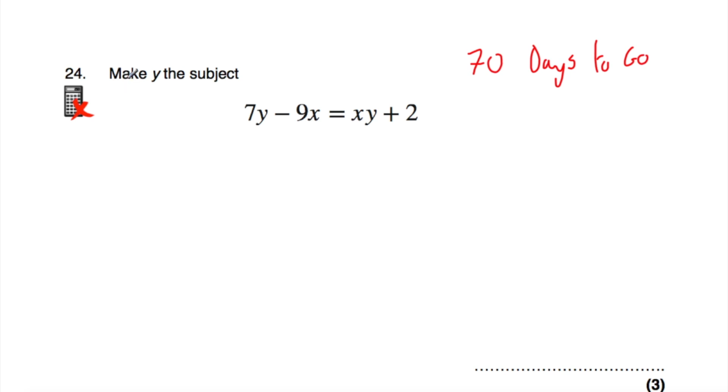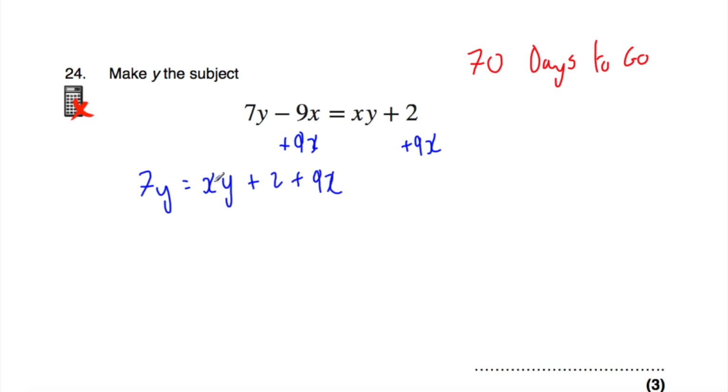Okay, question number 24. We've been asked to make y the subject of this, and I like these questions, so let's bring all the y's to one side and everything else to the other. So let's get rid of this minus 9x to begin with. Let's add 9x and add 9x. So on the left hand side, we would just be left with our 7y, and our right hand side would have xy plus 2 plus 9x.